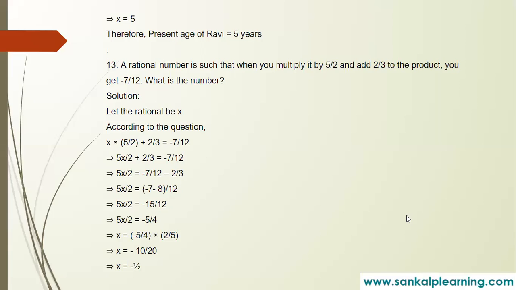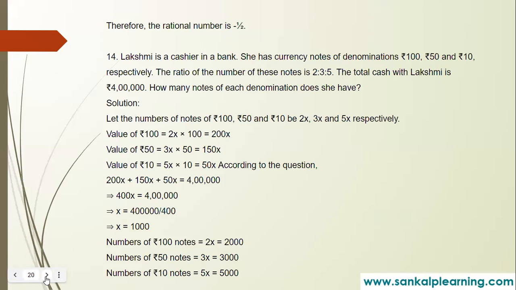Next question, 14th one. Lakshmi is the cashier in a bank. She has currency notes of denominations rupees 100, rupees 50 and rupees 10 respectively. So she has 100 rupee notes, 50 rupee notes and 10 rupee notes. She has to write the denomination.